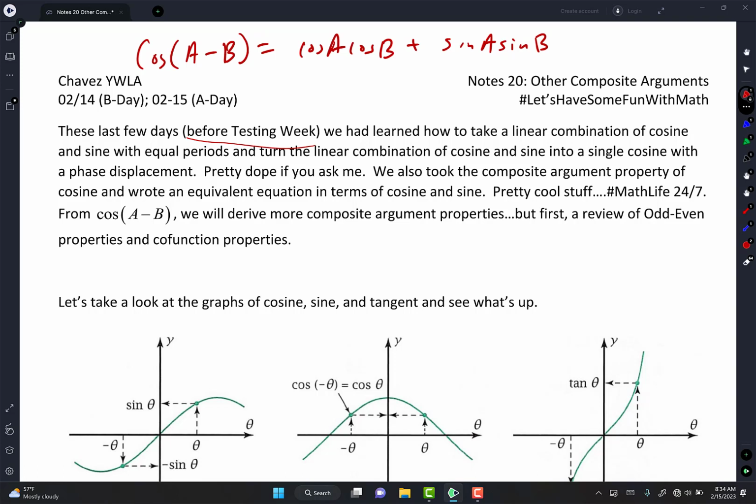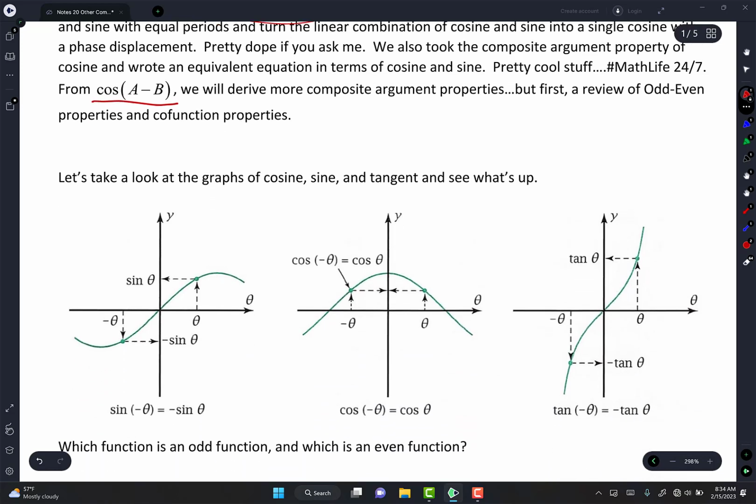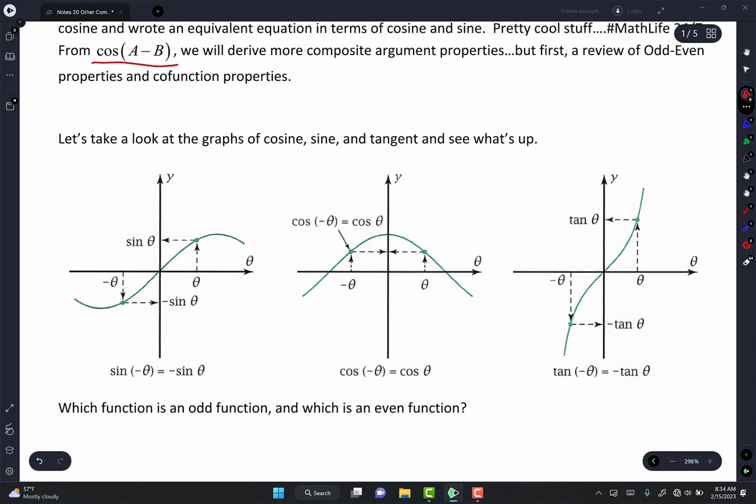We're going to derive all the others from that. I don't know if you remember, but we derived that one from the unit circle. We did the distance formula from quadrant 1. No big deal if you don't remember. And this is just an overview. You already know it says what function is an odd function and which function is an even function.